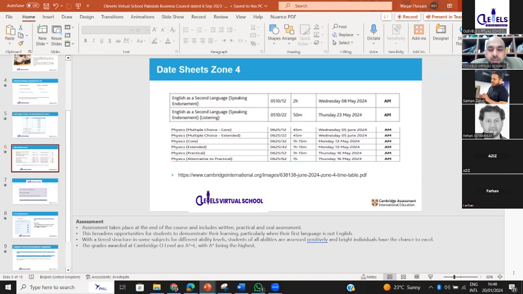Sir, will the student registered with you be considered a private student? All students are considered private students, but there is no difference between a private and a school student because, as I told you, it differs from country to country. If you are in the UK, sir.